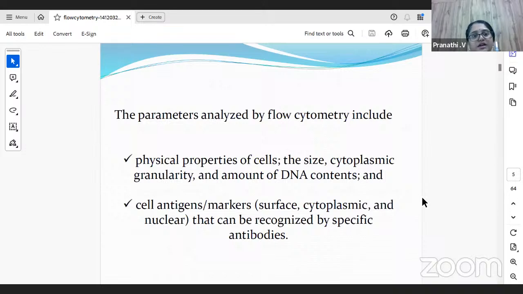What is it that we are going to consider when we start with flow cytometry? The size of the cell, the cytoplasmic granularity, the density, and the amount of DNA present in the cell. And you're going to see the antigens that are present, the different kinds of markers, so that you can mark them accordingly. Are we looking at the surface markers, the cytoplasmic markers, or the nuclear markers? This is going to be the antigen, and it can be recognized by a specific antibody, and there is a fluorescent tag attached to it.